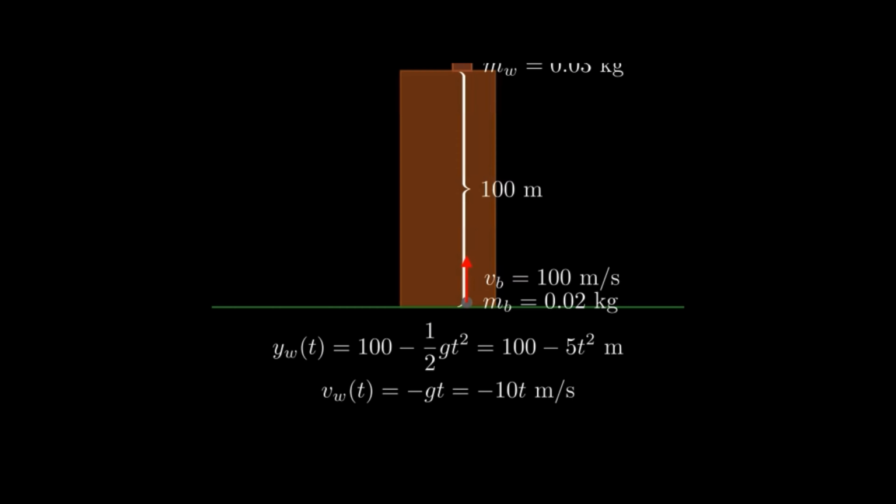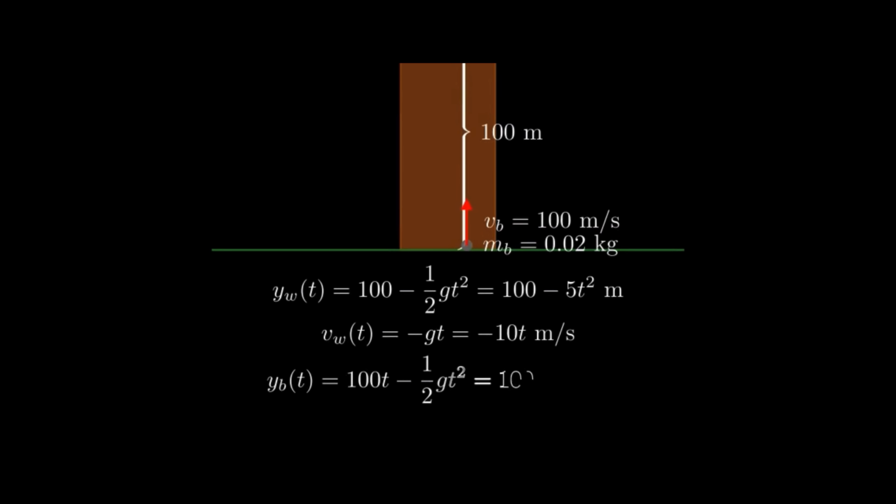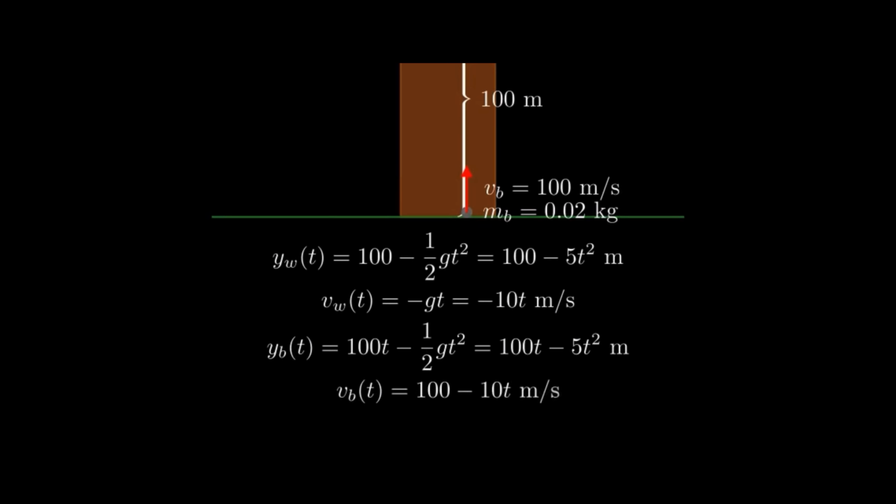For the bullet, which is fired upward from the ground with an initial velocity of 100 meters per second, its position as a function of time is y_b equals v initial times t minus 1/2 g t squared, which is 100t minus 5t squared meters. And its velocity as a function of time is v_b equals 100 minus 10t meters per second.